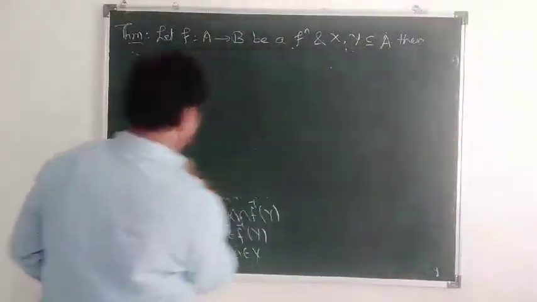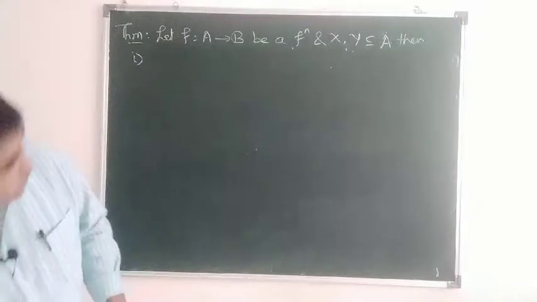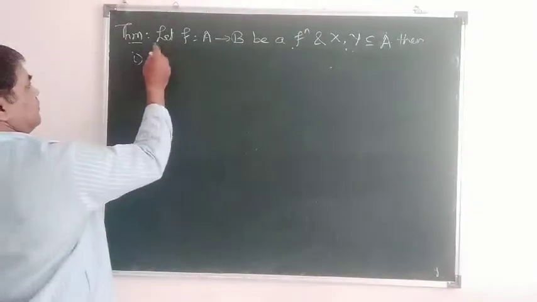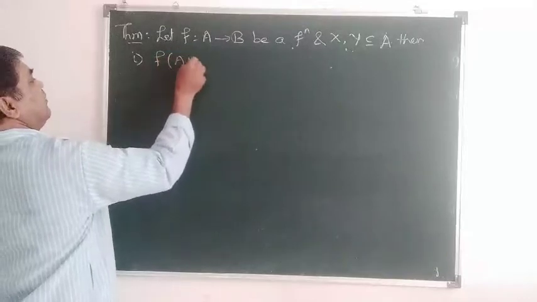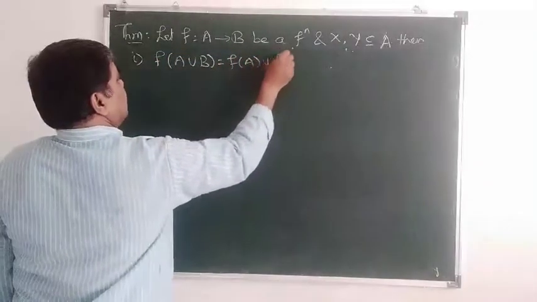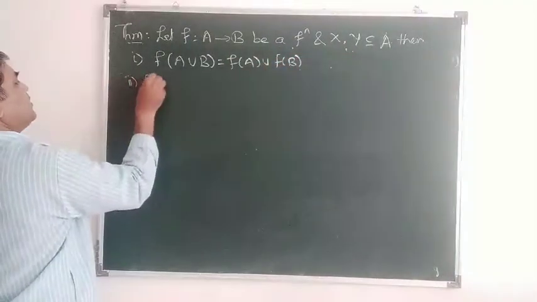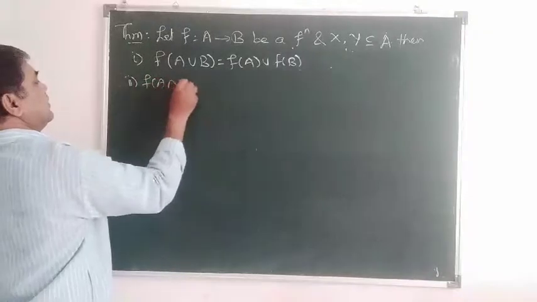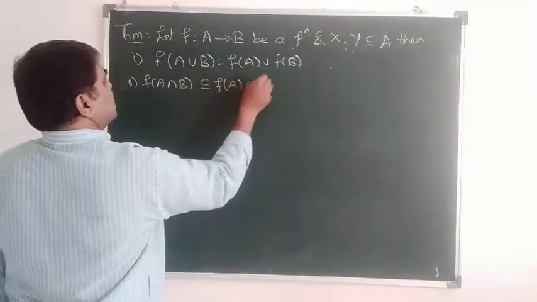So the proof also differs completely. I cannot make changes there. So first, F of A union B is equal to F of A union F of B. Second, F of A intersection B is a subset or equal to F of A intersection F of B.